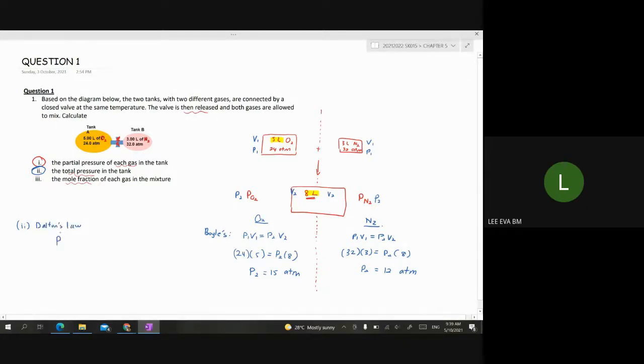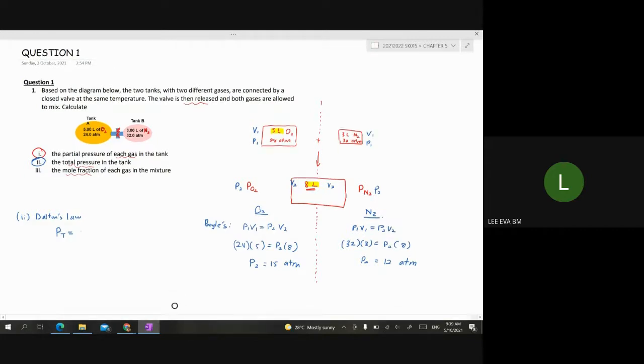Okay, so we have the formula. The Dalton's law, you must create the formulas, yeah? P total, okay, the total pressure, I use the symbol T to represent total, is the summation of the partial pressure of oxygen gas plus the partial pressure for nitrogen gas. Okay, and then inside a new container of 8 liter, here I have 15 atm for oxygen. I have 12 atm for nitrogen. So in total, I have 27. This is how we want to apply Dalton's law. Is it good?